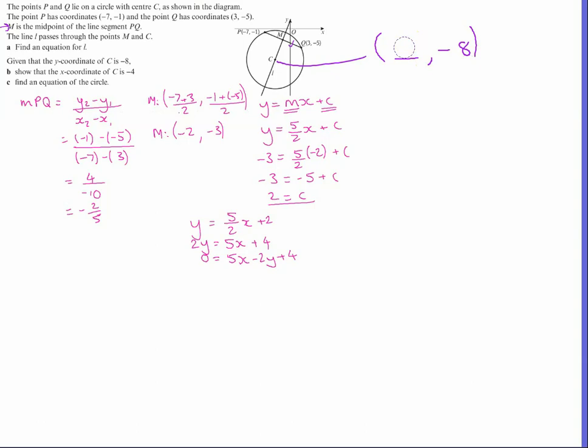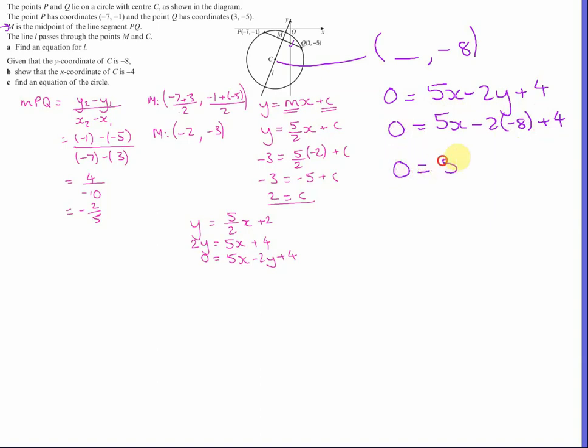Well, to show that a coordinate is a certain value, you need to know the equation of the line, which we do. And I'm actually going to use the ax plus by plus c version. So I'm just going to sub in my minus 8, and hopefully when I rearrange everything, I will get minus 4. And if I don't, I'm going to quickly pause this and change it. So let's have a look.